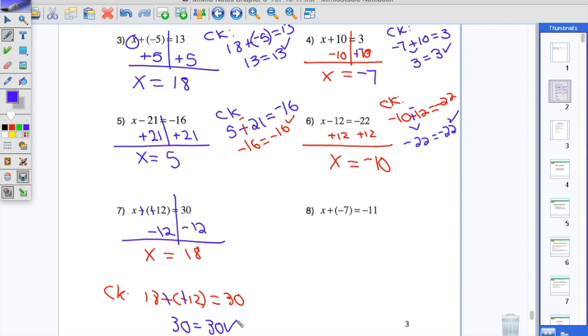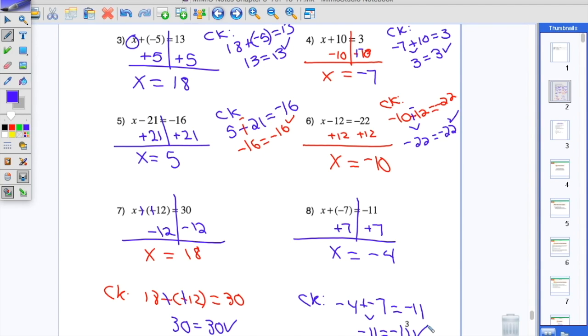Last example, x plus a negative 7 is equal to negative 11. Since it's a negative, let's add a positive 7 to both sides of your equal sign. Negative 7 and positive 7 cancel out, so we're left with x equals. And on the right-hand side, we're going to take the sign of the larger number, which is negative, and subtract. We'll go and check it. So negative 4 plus a negative 7, does that give you negative 11? Okay, negative 4 plus a negative 7 is negative 11, so it checks out.